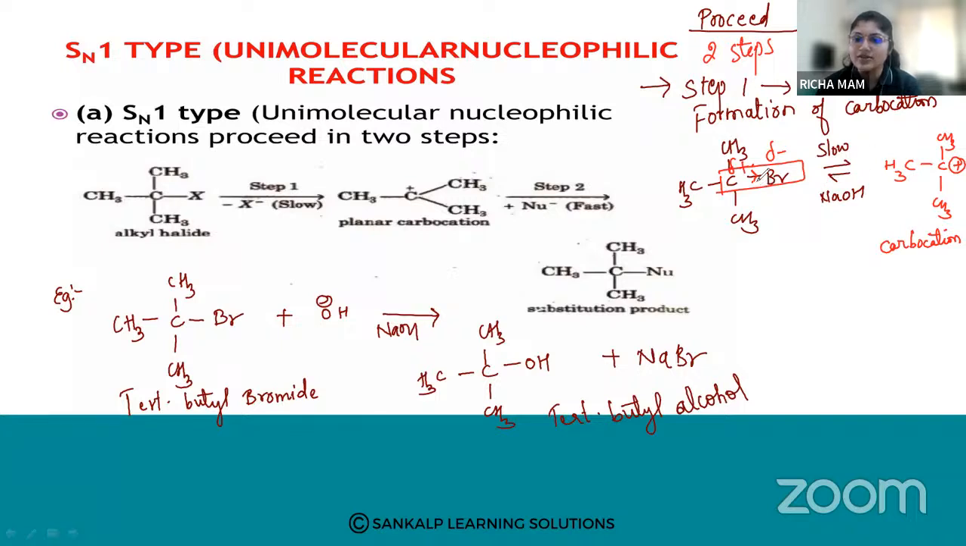So what will happen in the first step? The polarized C-Br bond will undergo slow cleavage to produce a carbocation, plus Br minus. The bromide ion is formed. So a carbocation and a bromide ion, Br minus, are formed. So this is the first step. Understood? Is the first step clear? Yes, ma'am.